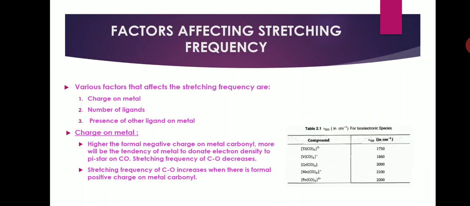Factors affecting stretching frequency. Various factors that affect stretching frequencies are charge on the metal, number of ligands, and presence of other ligands on the metal. First, let's talk about charge on the metal. Higher electron density on the metal will cause an increase in the extent of back bonding. This leads to an increase in electron density in the pi star orbital on CO, lengthening and weakening of the CO bond, and a decrease of the CO bond frequency.